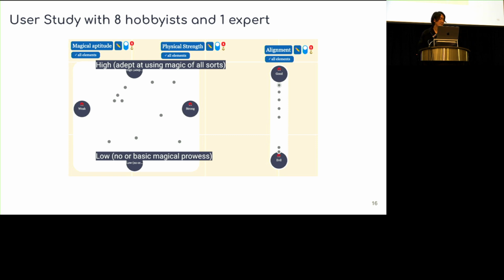For instance, in this case, you can see the user configured this space about physical strength and magical aptitude, or the alignment. So we could definitely see that users use this steering function to express more nuanced intention.